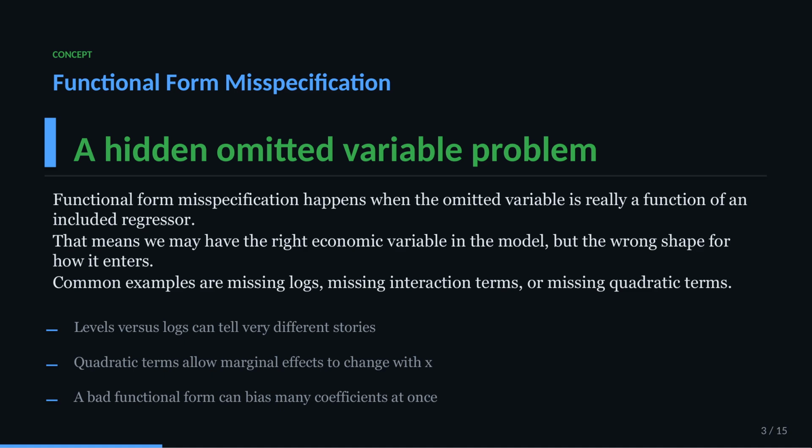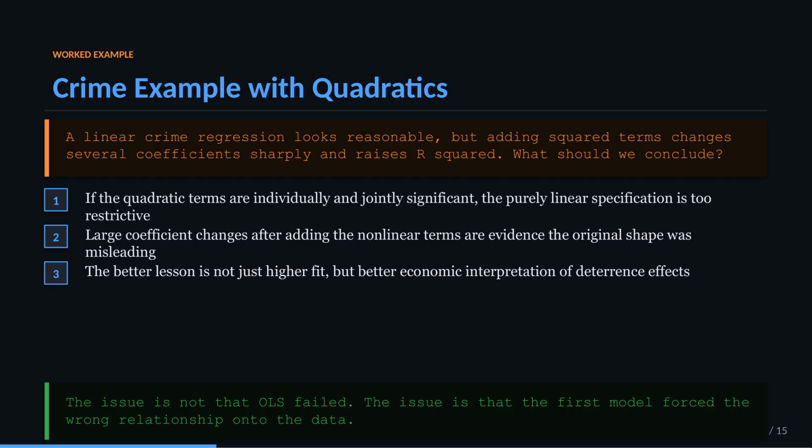The crime example from the lecture shows this nicely. A specification without quadratic terms looks fine at first glance, but once squared terms are added, several coefficients move a lot and the fit improves. More importantly, the interpretation changes. Variables that looked purely negative in the linear model now show a deterrence effect only at higher levels, with positive linear terms and negative quadratic terms together. That is exactly the kind of mistake functional form misspecification creates. The first model was not just less flexible, it was telling the wrong story.